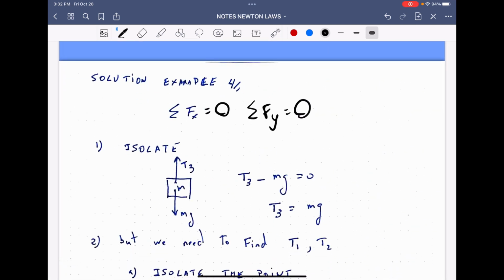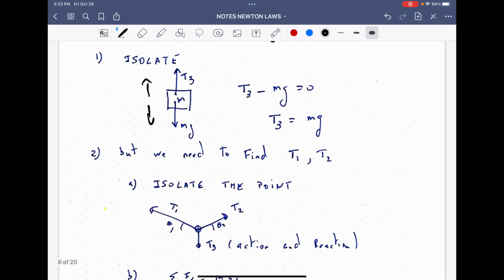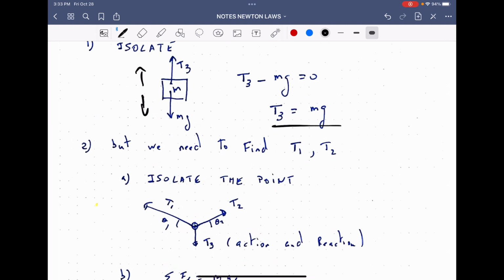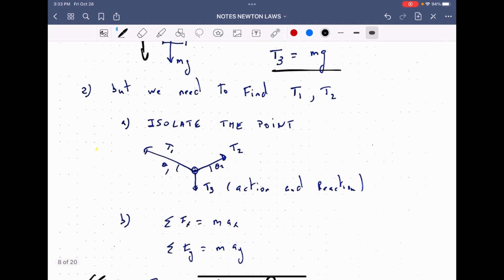So first, since a is equal to 0, then the sum of all the forces in the x direction and also in the y direction is going to have to be 0. So first step is to isolate the body. So we have T3, and then we have mg going in the downward direction, and T3 going in the up direction. We determine that they're both equal to each other because the acceleration is equal to 0. But we also need to find T1 and T2, which are in the x direction.